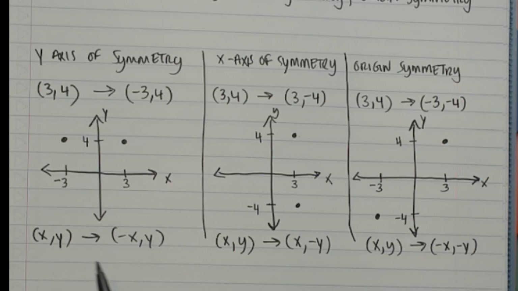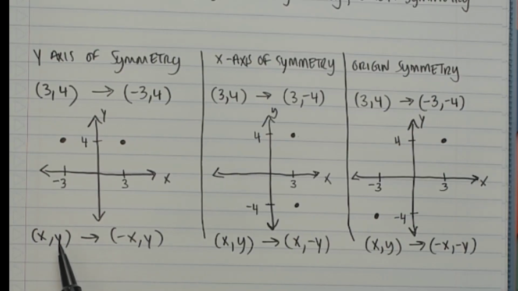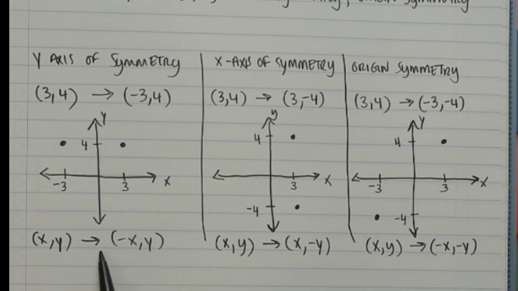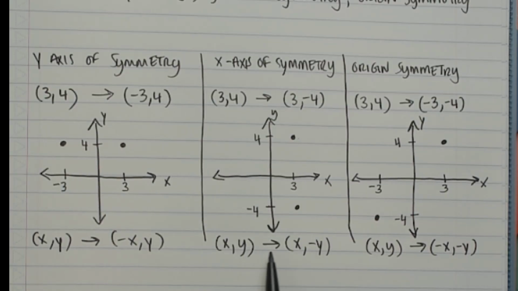So again, when we are thinking about y-axis symmetry, we go from (x, y) to (-x, y). When we're thinking about x-axis symmetry, we go from (x, y) to (x, -y). When we're thinking about origin symmetry, we go from (x, y) to (-x, -y).